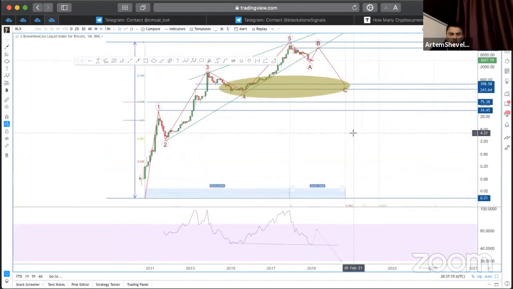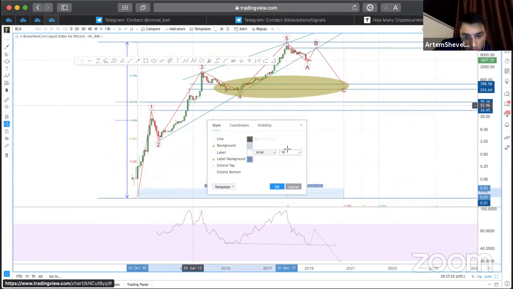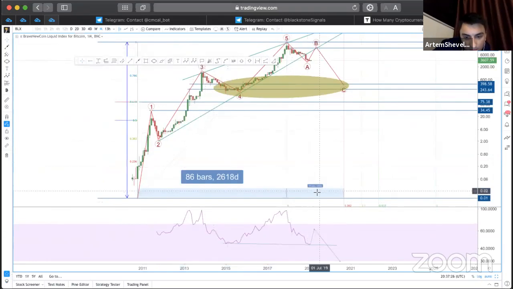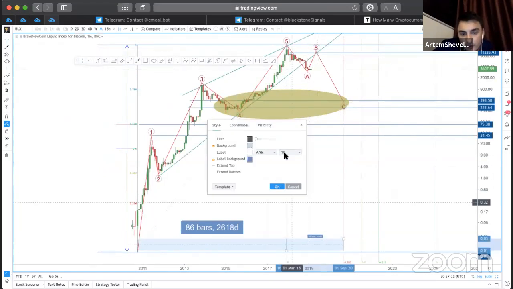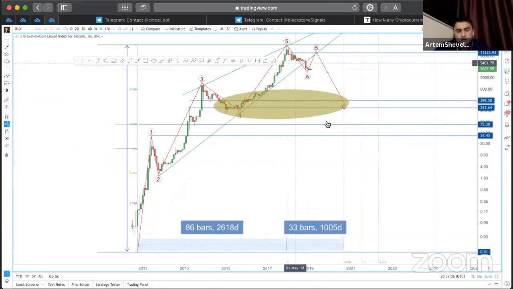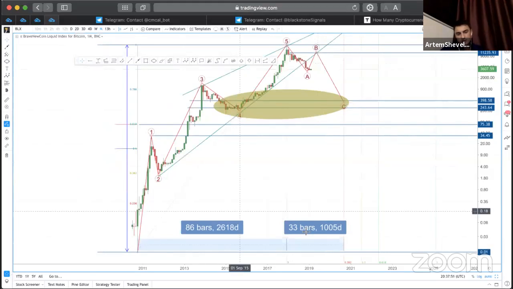So as we can see, we have a bull run of 2,600 days, and we can expect a correction cycle of like 30% of the bull run. It's about 1,000 days. So it really looks like we are probably in a correction phase here, but still we need a bull run. A small bull run will be good.